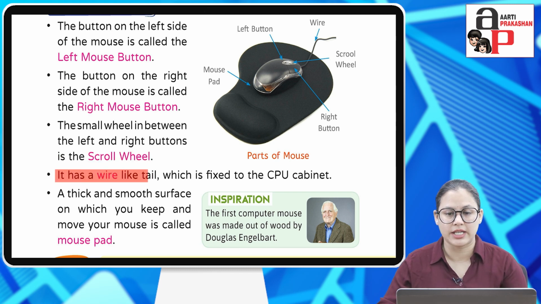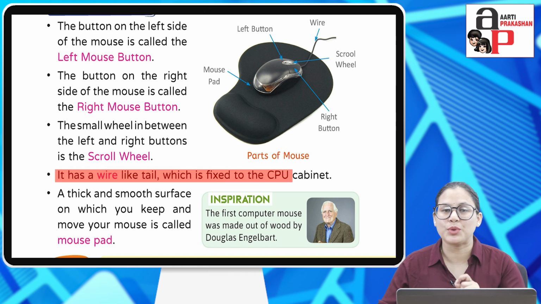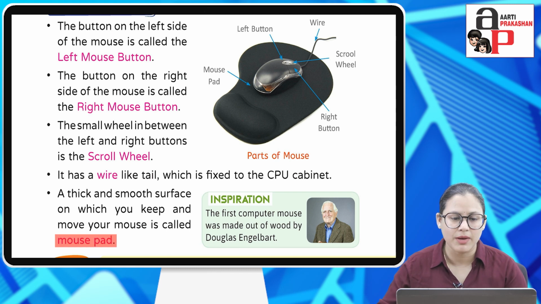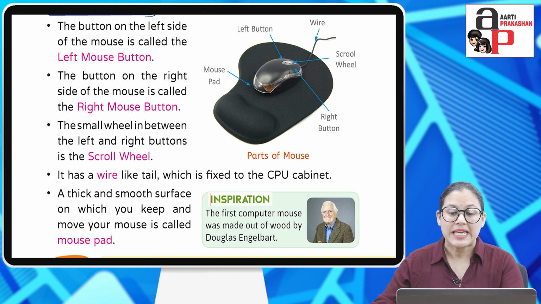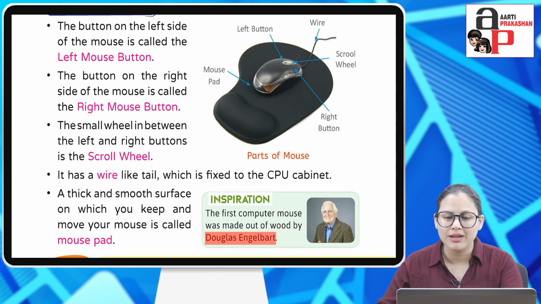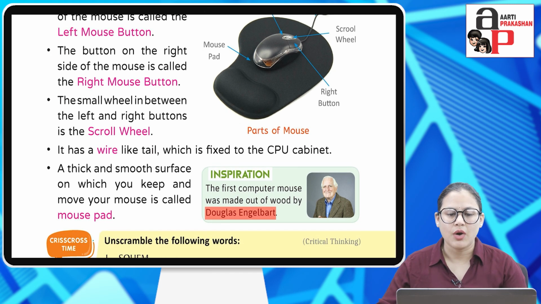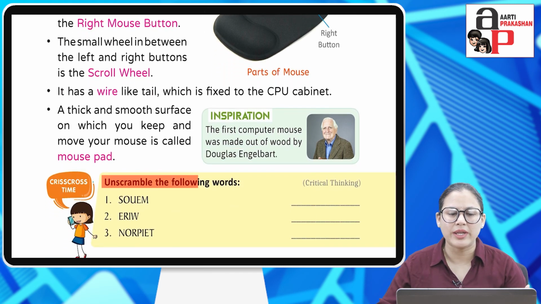It has a wire-like tail which is fixed to the CPU cabinet. A thick and smooth surface on which you keep and move your mouse is called mouse pad. Inspiration: the first computer mouse was made out of wood by Douglas Engelbart. He is the person who made the first mouse out of wood. Now, you have to scramble the following words.